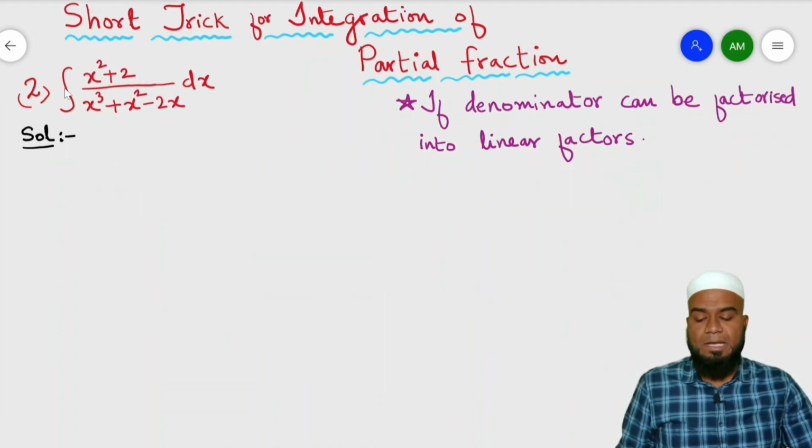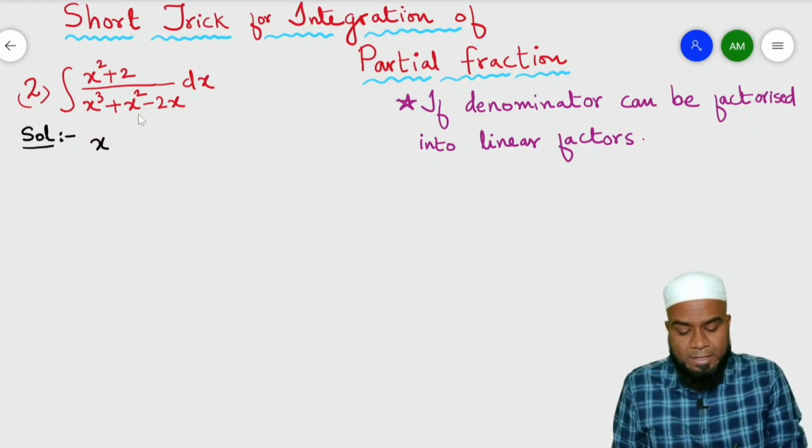Okay, the second example is the integral of (x square plus 2) upon (x cube plus x square minus 2x) dx, right? Here you can see that the denominator is not factorized. First we have to factorize this. Then we have to apply the trick that I am saying, if the denominator is factorized into linear factors. So let us factorize this and check whether it is factorized into linear factors or not.